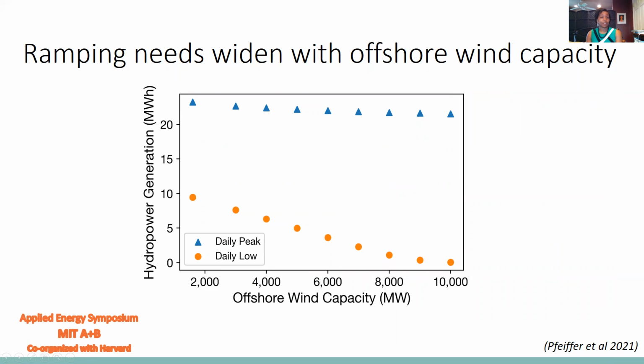So in general, we see that the ramping needs widen with offshore wind capacity. Along the x-axis, we have the offshore wind capacity deployed in the New England region in megawatts. Along the y-axis, we have hydro generation in megawatt hours. And we do see the widening of the curve. Specifically, the daily low is dipping down much wider as we have offshore wind capacity increasing in the region, whereas the daily peak is remaining relatively stable.